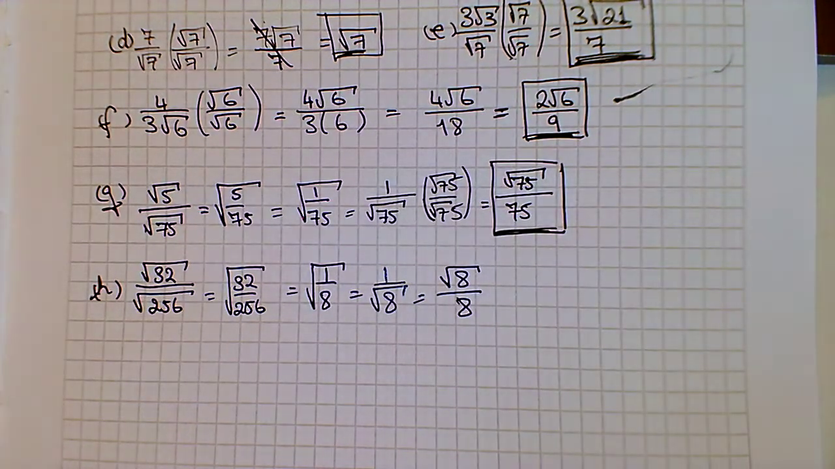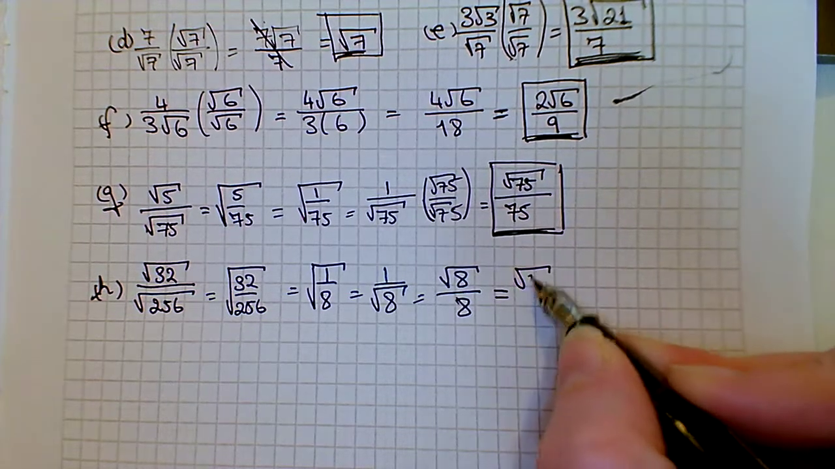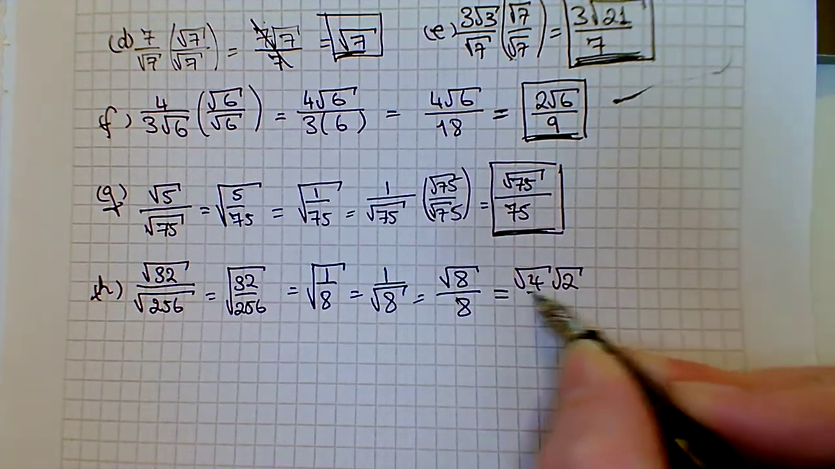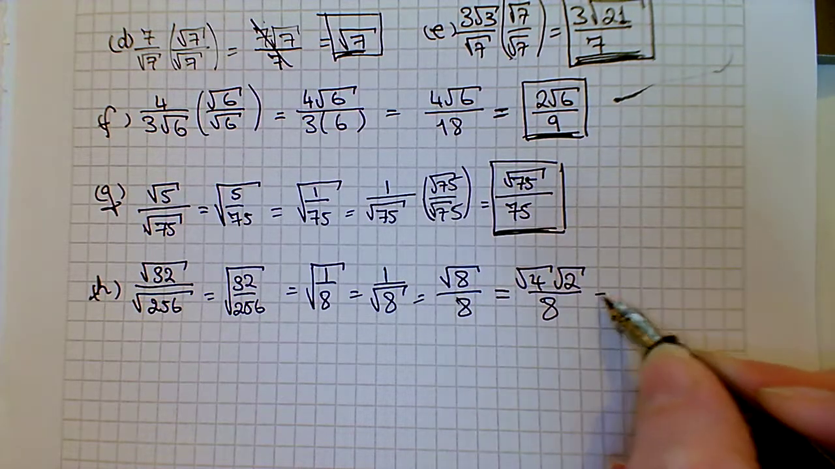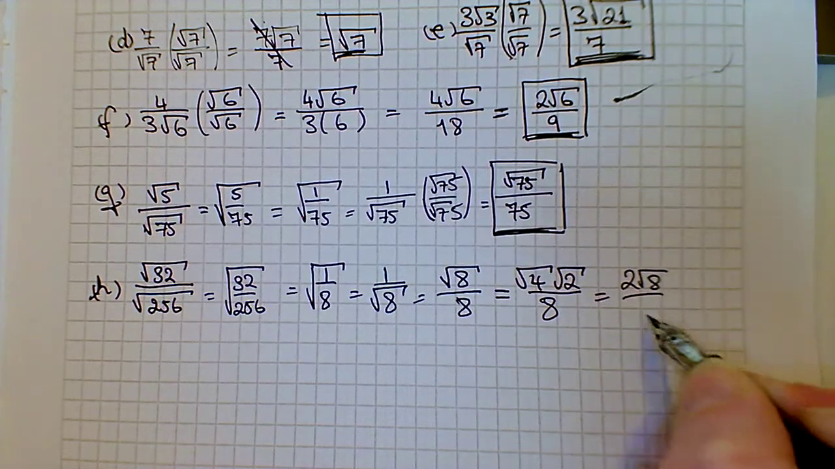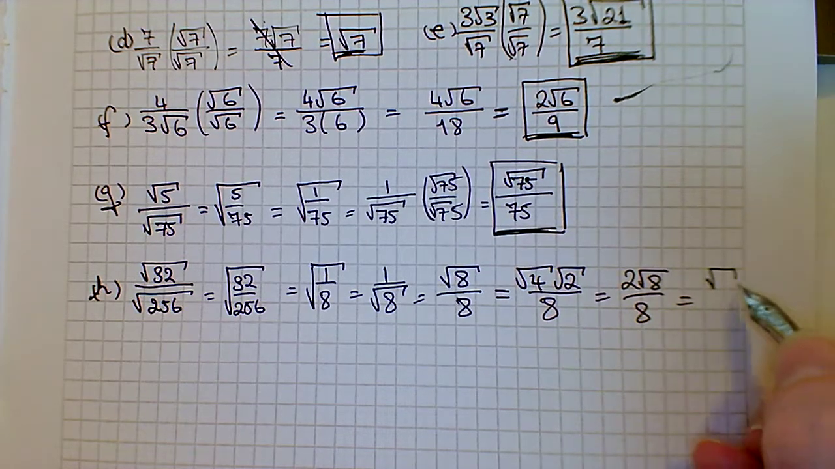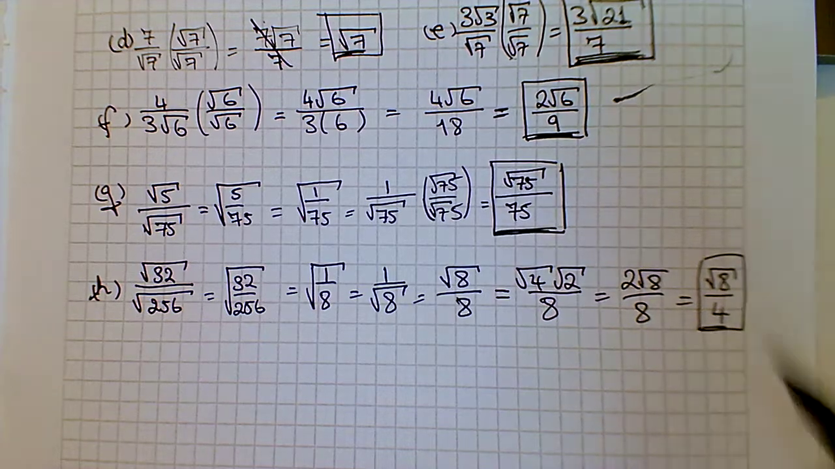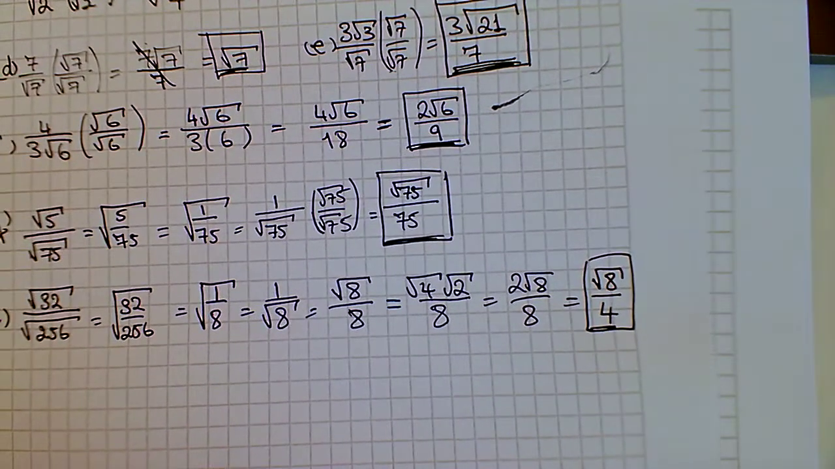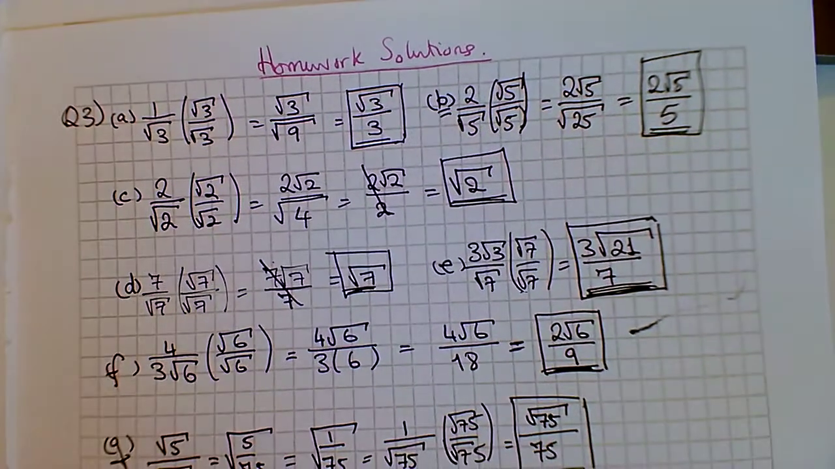But there's something further we can do. The square root of 8 simplifies to the square root of 4 times 2, because there's a perfect square that divides into 8, and that gives me 2 root 2 over 8, which simplifies to the square root of 2 over 4. Okay, so that's rationalizing the denominator.